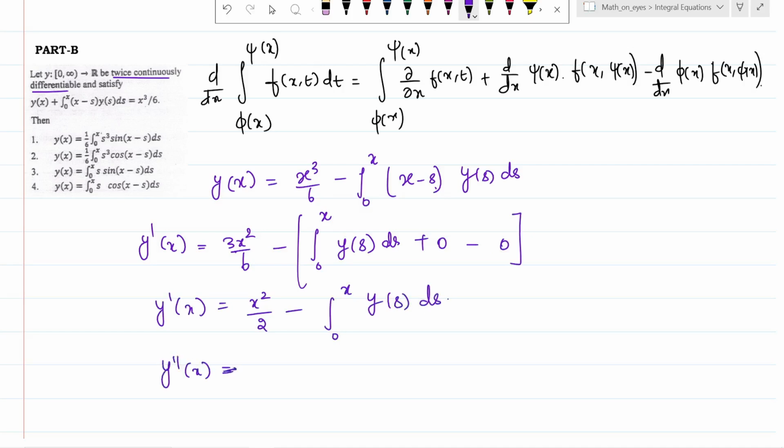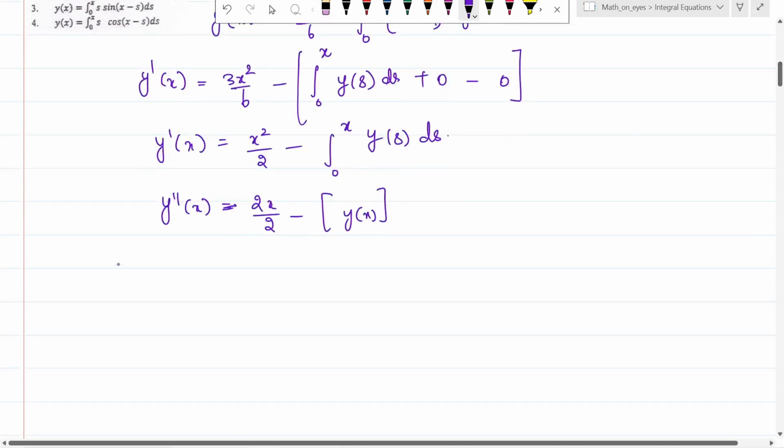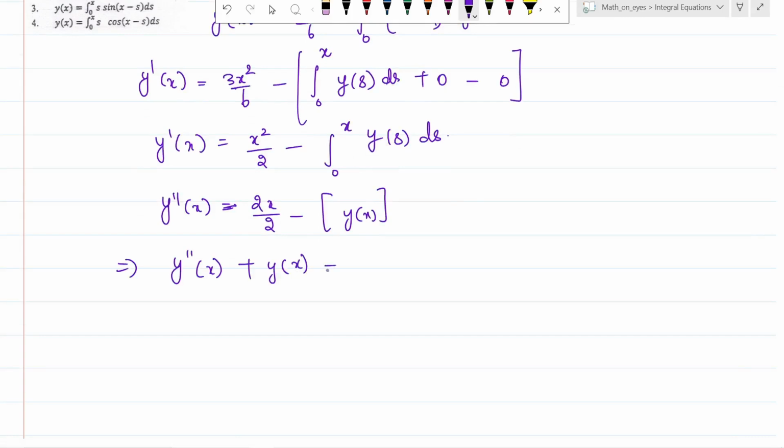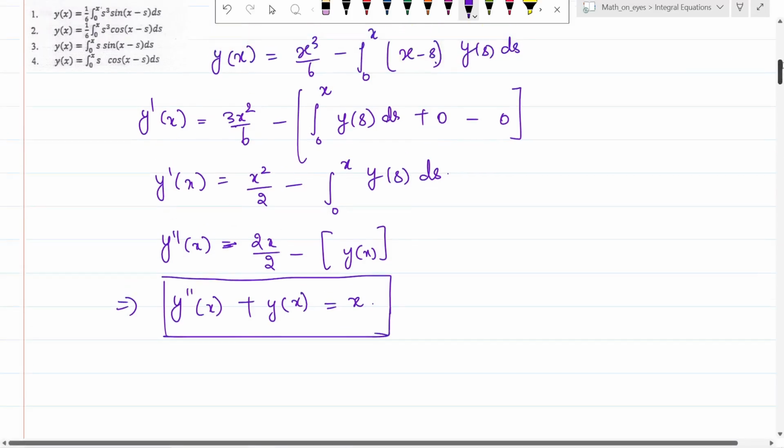This is equal to 2x by 2 minus, when you take the partial differentiation here, inside the integral it is independent of x. It is only a term of s. So we get this part to be 0. dou by dou x of y of s ds is equal to 0. So we get only the upper limit part, that is y of x alone. So this implies y double dash of x plus y of x is equal to x. This is the twice differentiable form of the given integral equation. Now we will go option by option.